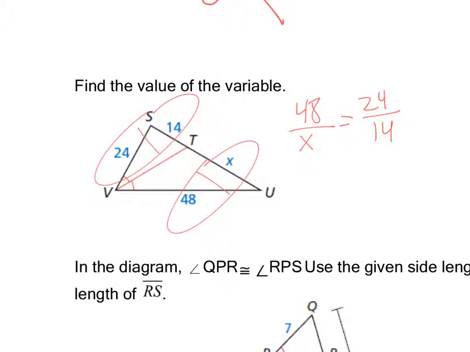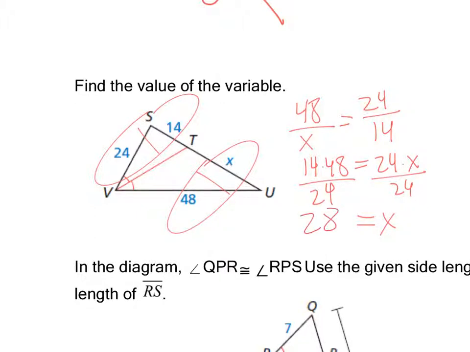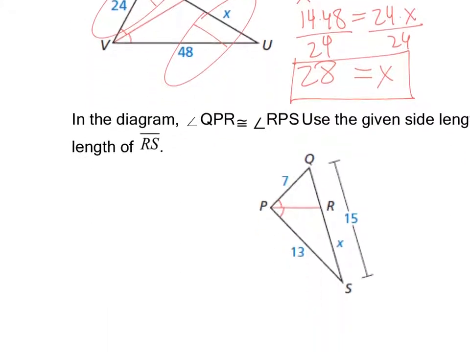That's just fine. Let's cross multiply. 14 times 48 equals 24 times x. And we'll divide by 24 and figure out what that big old mess is. All right, so that's going to give us 28. All right, that's the idea. That's how it works, okay?